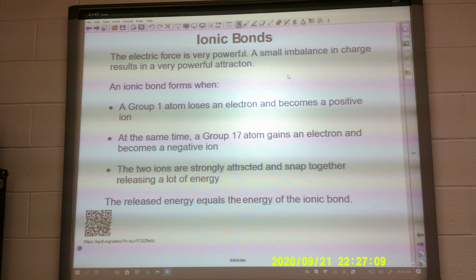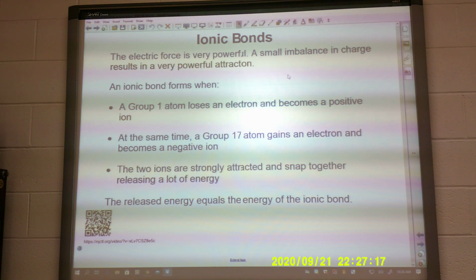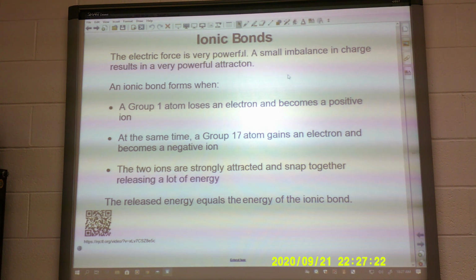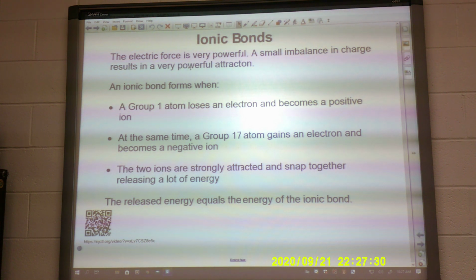We're talking about ions and ionic bonds. Ions are formed when electrons are gained or lost. When an element loses or gains an electron, it forms an ionic bond. The electric force is very powerful. A small imbalance in charge results in a very powerful attraction.